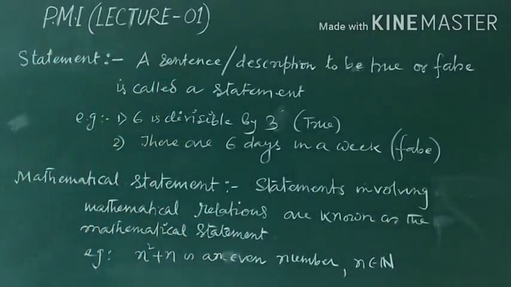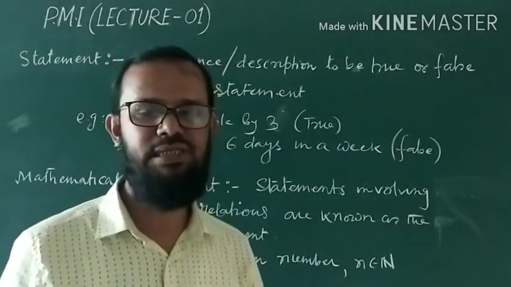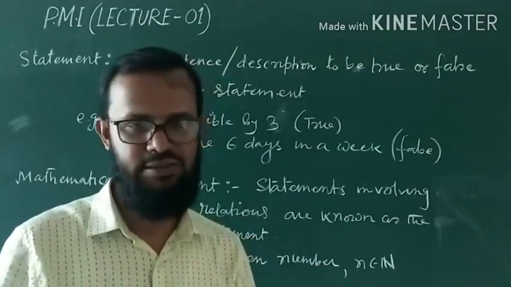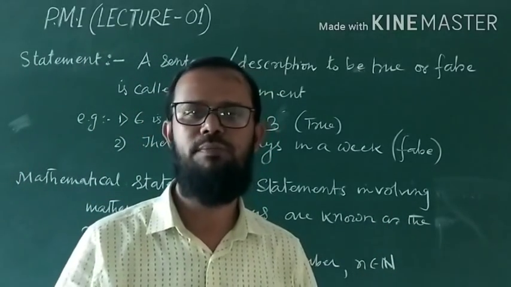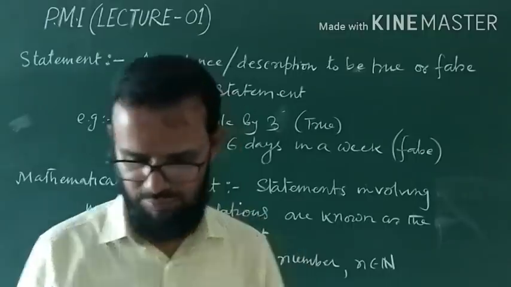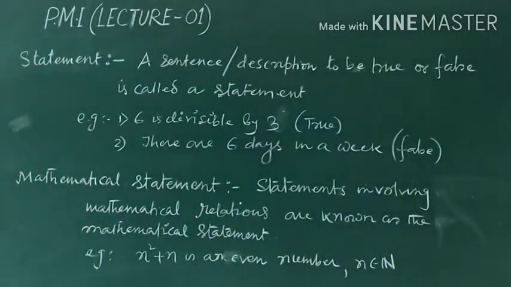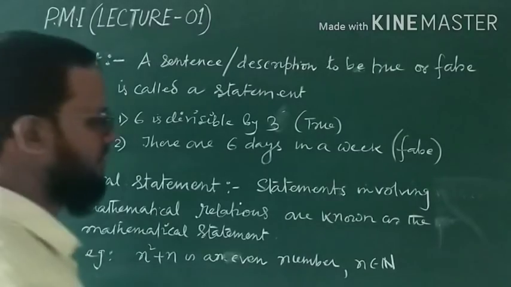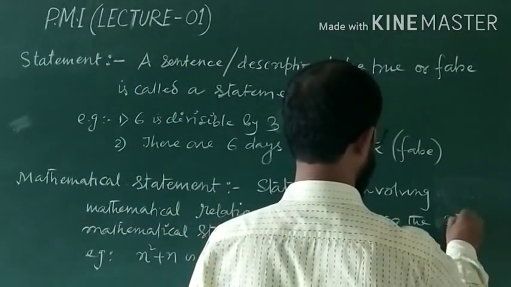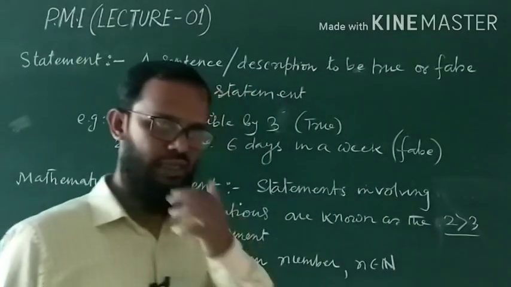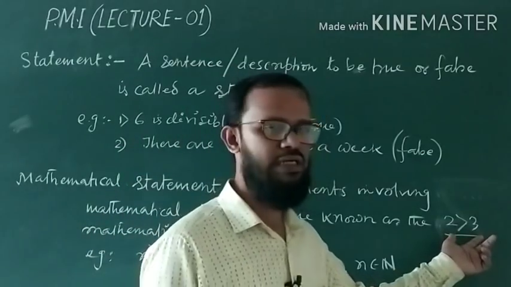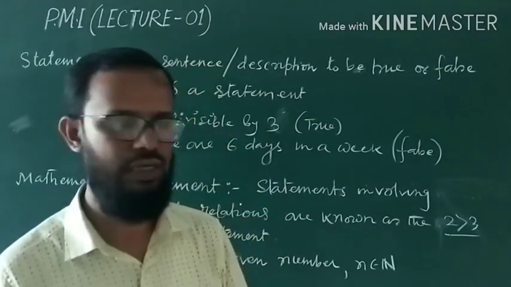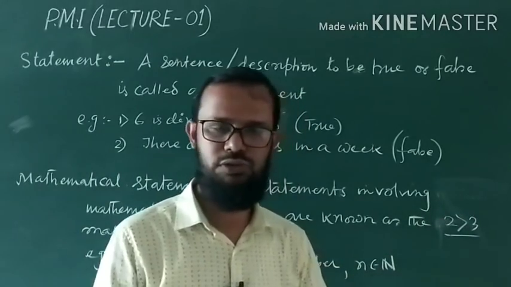So what is a mathematical statement? A mathematical statement is one where mathematical information is included. It will have something related to mathematical information, and its value will be true or false. Such types of statements are called mathematical statements. For example, suppose 2 is greater than 3. 2 is greater than 3 is not true, it is false. So it is also a statement, and such types of statements are called mathematical statements. Here mathematical symbols and information are used.